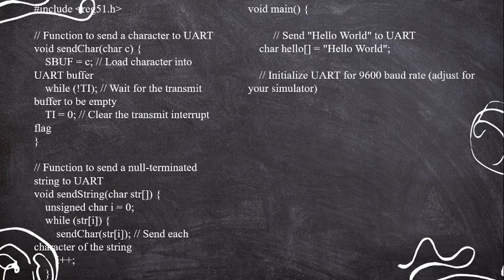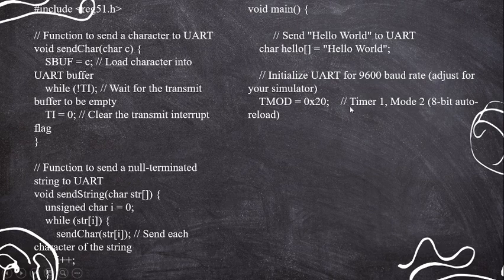So we need to initialize UART for 9600 baud rate so that it is adjusted for the simulator. This is the normal baud rate which will be transmitted. Next, as discussed already, TMOD will be set to 20H. H is hexadecimal. How do you write it for a C program? 0x20, which indicates timer 1 and mode 2.